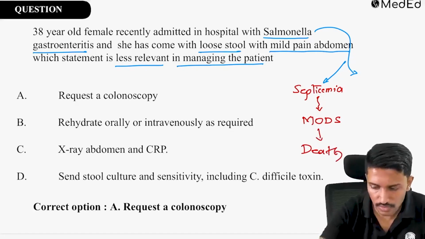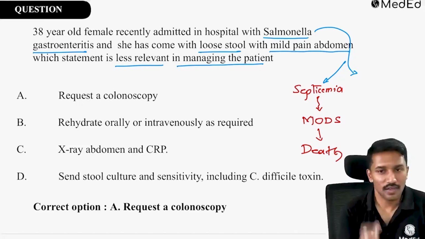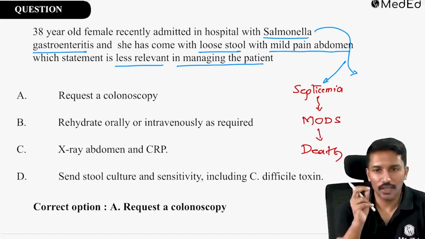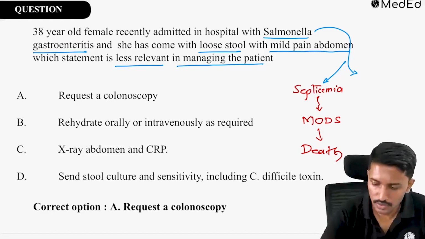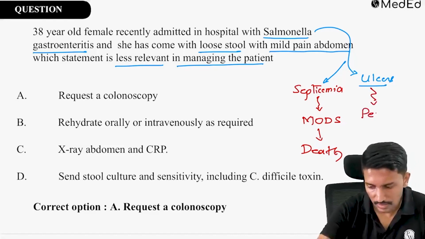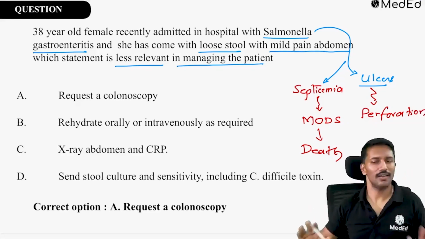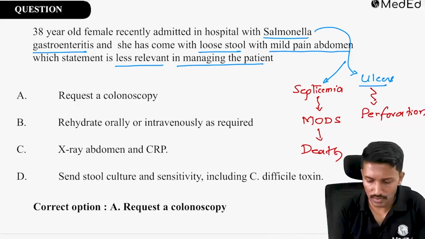The second worst case scenario is because salmonella predominantly affects the terminal ileum. There you can have ulcers, and it also affects the colon. There also you can have ulcers. So it can lead to ulcers, and these ulcers, especially the ileal ulcers, can perforate. Perforation is my second concern. Other than this, I am not expecting any other major complications. Now let us look at the statements.